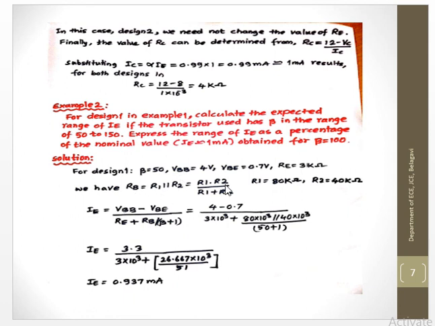We have R1 and R2 values of 80 kilo ohm and 40 kilo ohm. If we calculate the parallel value and substitute here, it is 26.67 kilo ohm. Beta plus 1 will become 51. So the current is 0.937 milliampere.